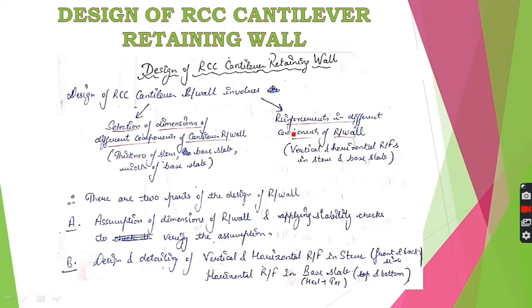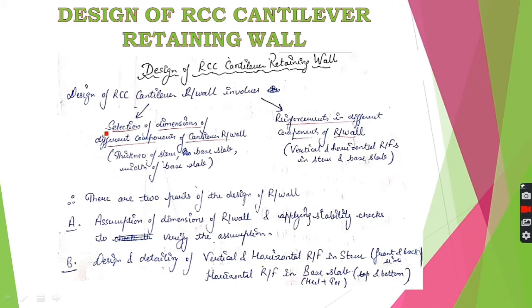Now what is the design of R.C.C cantilever retaining wall? As we have studied in the previous R.C.C subject and for other components of R.C.C like footing or beam or column or slab, R.C.C design basically means two things, that is the selection of dimensions of the R.C.C component, and second is the provision of reinforcement in the R.C.C component. Similarly, for the design of R.C.C cantilever retaining wall, we have to follow two major steps.